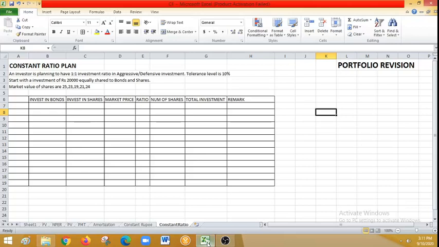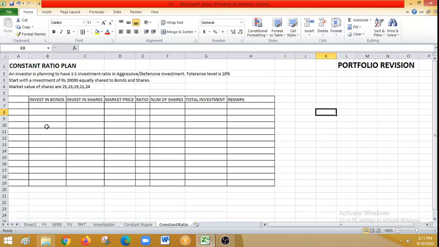Here a predetermined ratio is fixed between aggressive and defensive investments. Aggressive means shares and defensive means bonds. Whenever the ratio exceeds or comes down to the tolerance level, remedial action has to be taken, and the remedial action is that it should be restored back to the predetermined ratio. The predetermined ratio in our problem is 1:1.